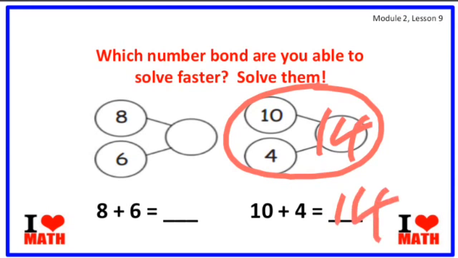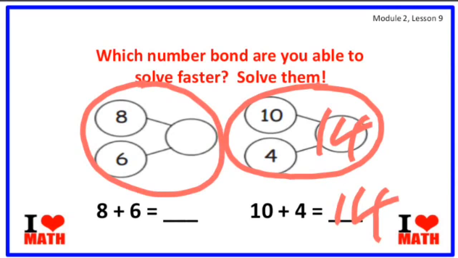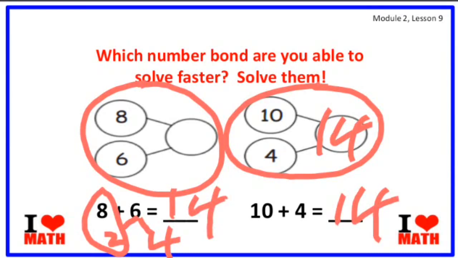You see that? But in this case, I will have to make my 10 first by sharing my 6 into 2 and 4. 8 and 2 make 10. 10 plus 4. That's 14. So I'll come here and write my 14. You can see it's a little bit stressful, unlike this other one here. So I like this. This is faster to solve.